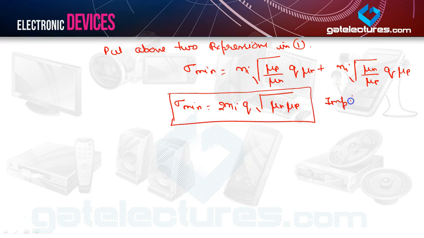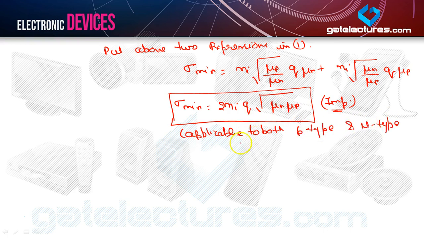This expression is important. It is applicable to both p-type and n-type semiconductors. Even if you had considered the semiconductor as p-type by default, it would have resulted in the same expression. So this is what you will get at the very end of the derivation.